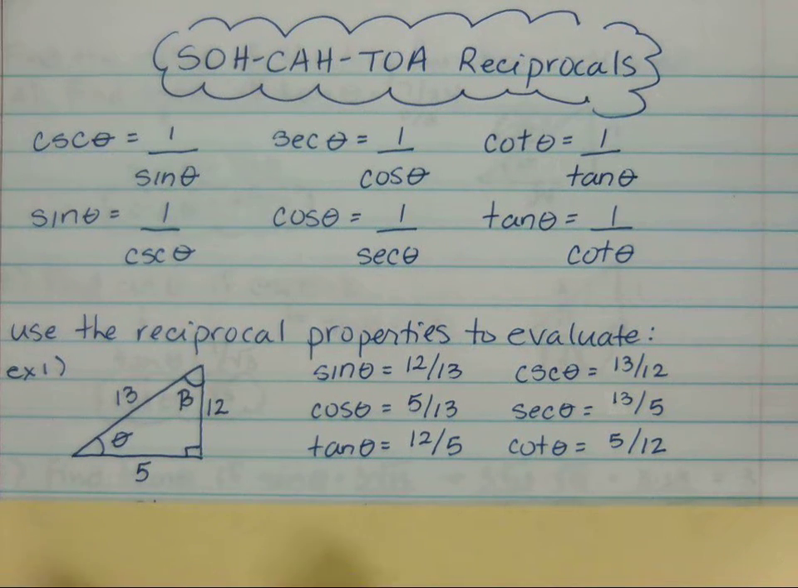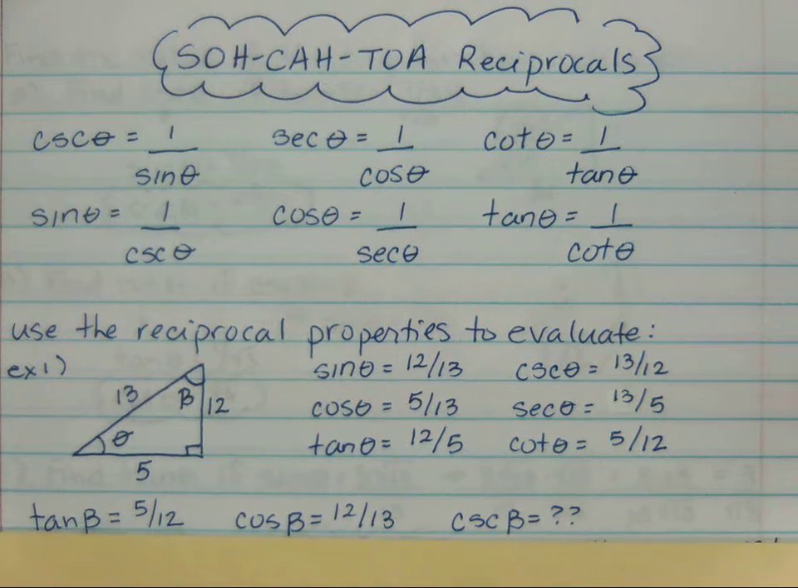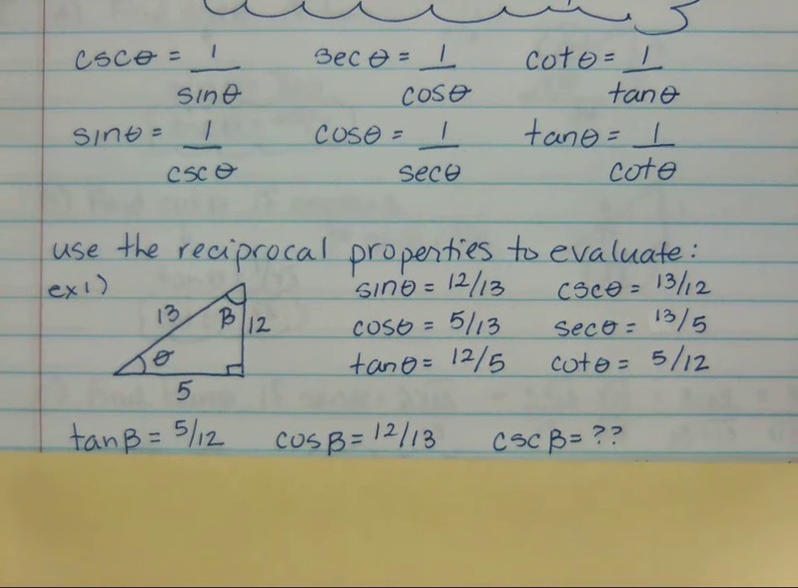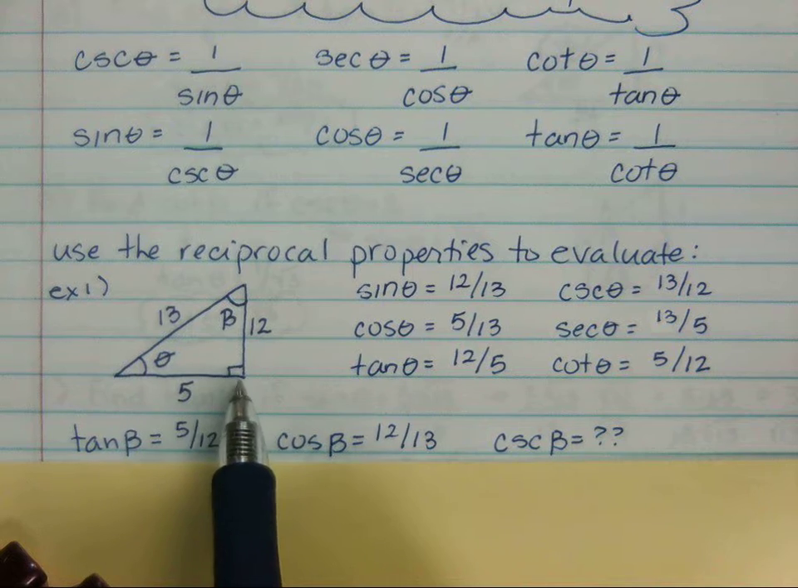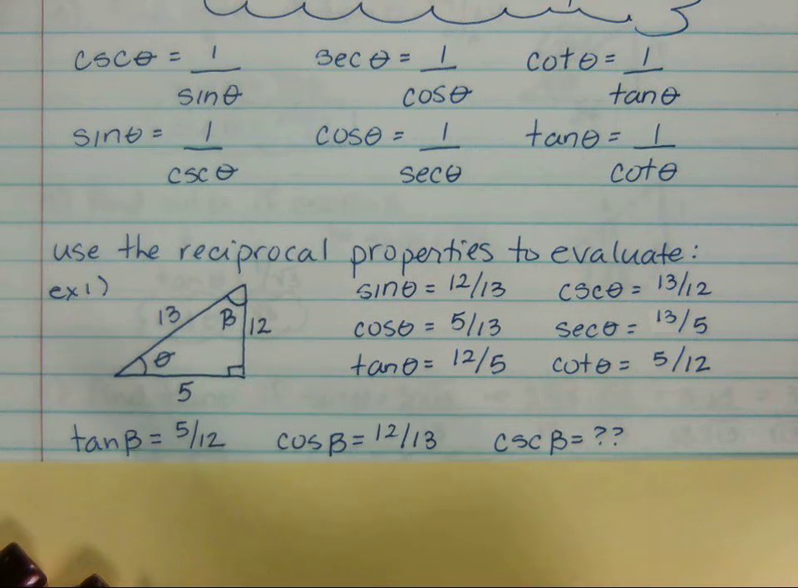Now, what if I am asked about these 3? If I'm referring to the other angle, I can ask any of the 6 trig identities for the other angle. So in this case, for the tangent of beta, the opposite side is now the leg 5, and the adjacent is now the side 12.